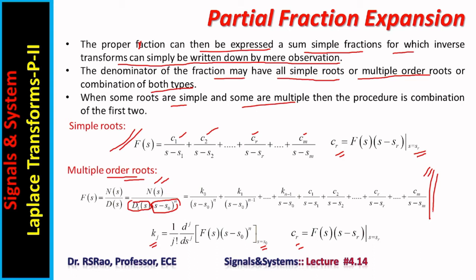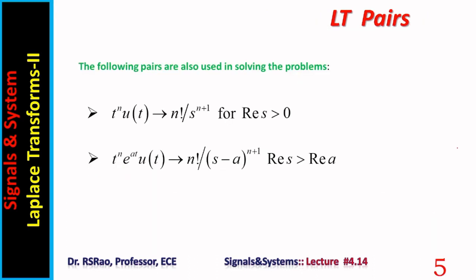From partial fractions, one can simply write down inverse Laplace transforms. While writing down, the following relations are quite useful. Laplace transform of t power n u of t is equal to n factorial by s power n plus 1. Laplace transform of t power n e power at u of t is n factorial by (s minus a) power n plus 1.